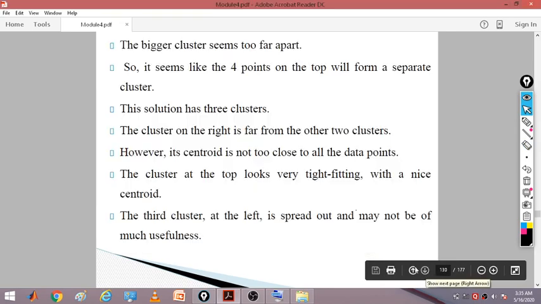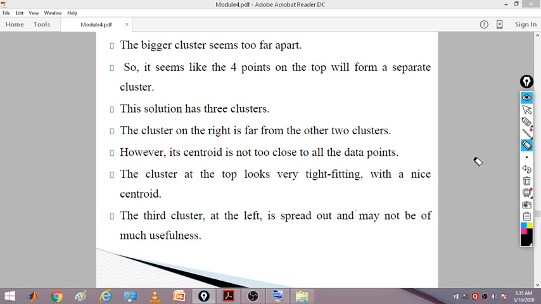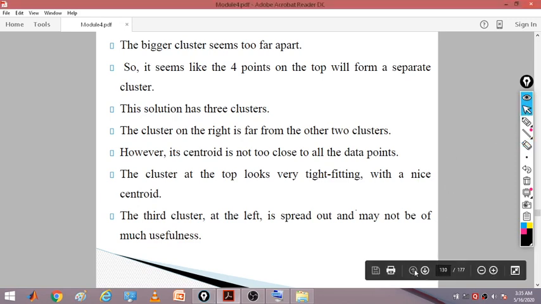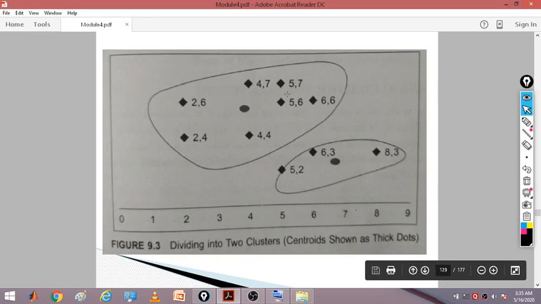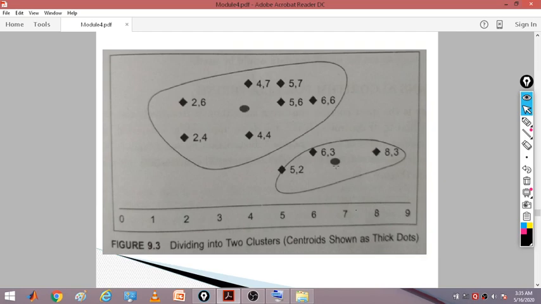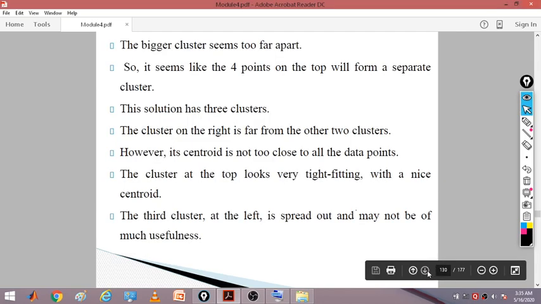So now we have divided into two clusters and calculated 2 centroids. The bigger cluster seems too far apart. If you look at the previous cluster, the bigger one has lots of distances. The intra-cluster distance is actually more here compared to the other one. So what we can do is further divide it again, so now you can have 3 clusters. The cluster on the right is far from the other 2 clusters.